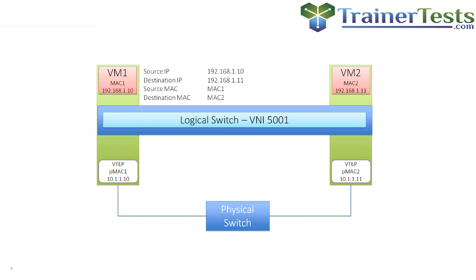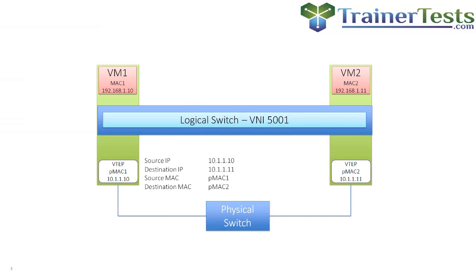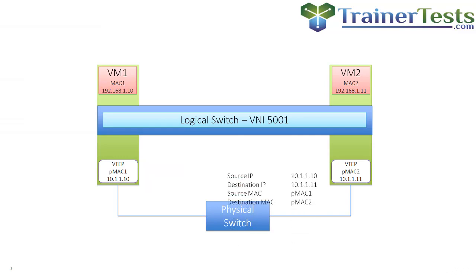So let's take a look at how this works. Right now, my source and destination IP and source and destination MAC are the addresses of my virtual machines. When this frame arrives at the VTEP, it's going to add a new set of headers: a new source and destination IP and a new source and destination MAC. The source IP is the sending VTEP, and the destination IP is the receiving VTEP. And that traffic will traverse the physical network and arrive at the destination VTEP on the other ESXi host.